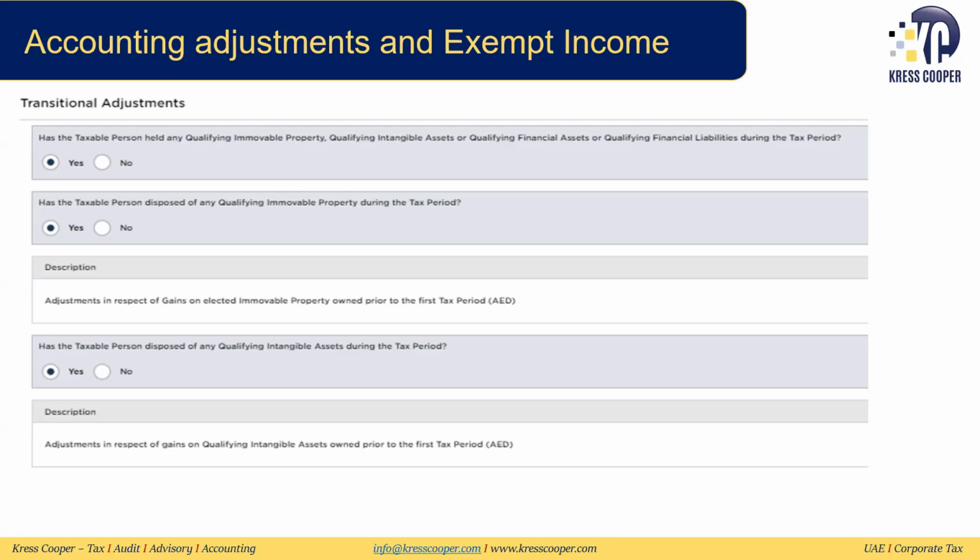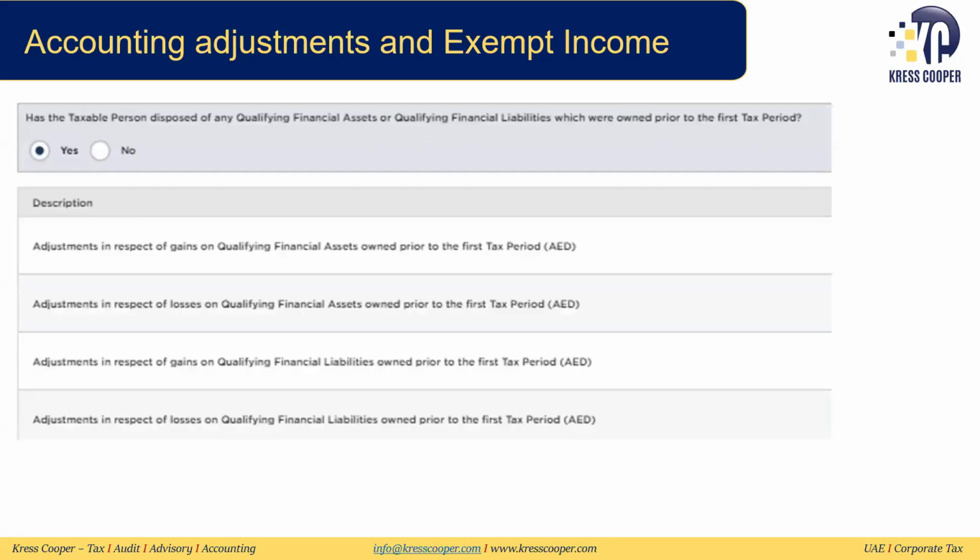And if you click yes, then it is asking you what is the adjustment that is required in respect of the gain on that elected immovable property which has been owned prior to the first tax period. Again, this is for the transitional adjustments. And this is for the qualifying financial asset. Like I said, it will ask you for each separately if you have checked that box as yes. And it is asking you again for the adjustment for the gain and loss for both the qualifying financial asset and the qualifying financial liability.